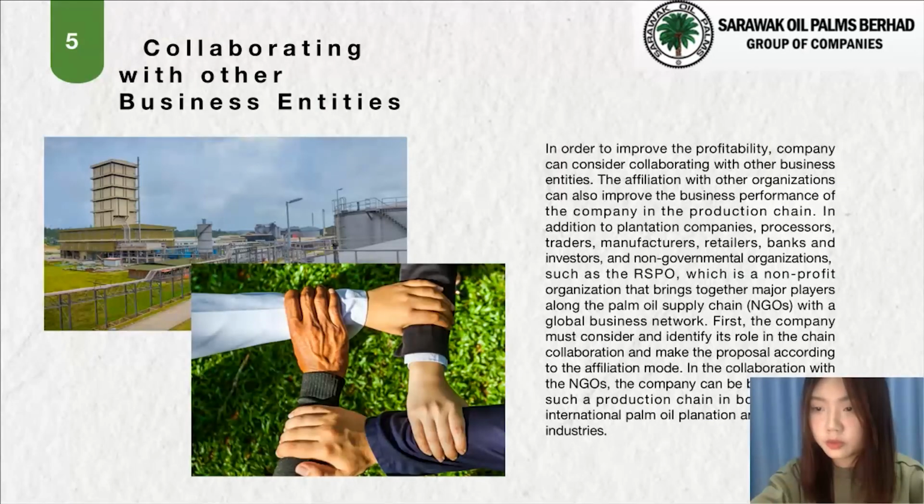Next, in order to improve the profitability, the company can consider collaborating with other business entities. First, the company must consider and identify its role in the chain collaboration and make the proposal according to the affiliation mode. In the collaboration with the NGOs, the company can benefit from such a production chain in both local and international oil plantation and the production industries.